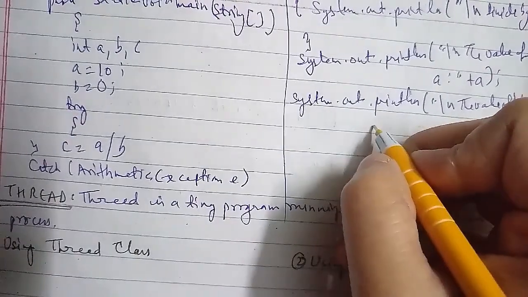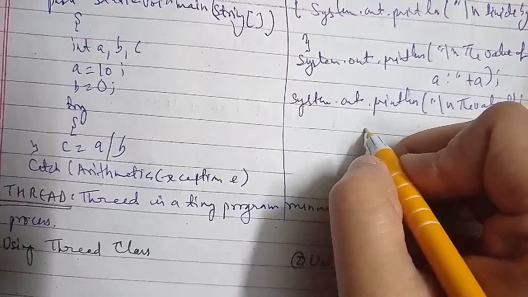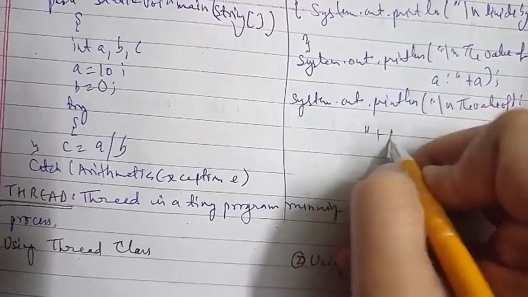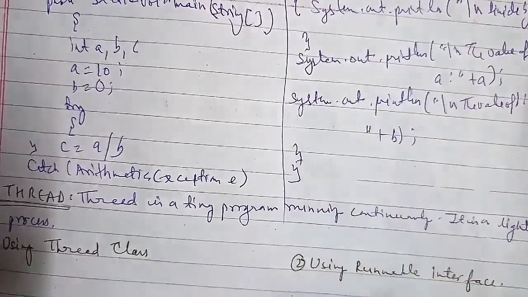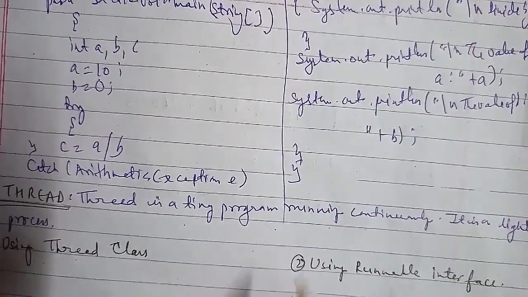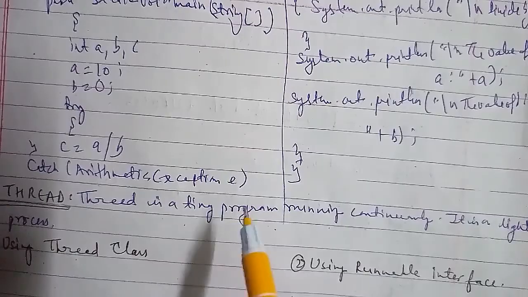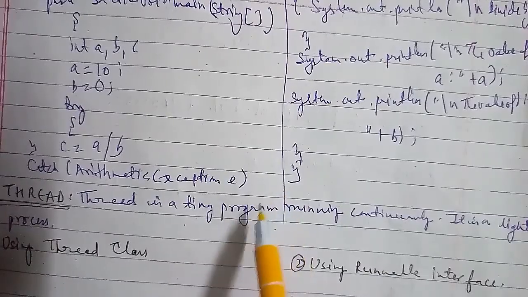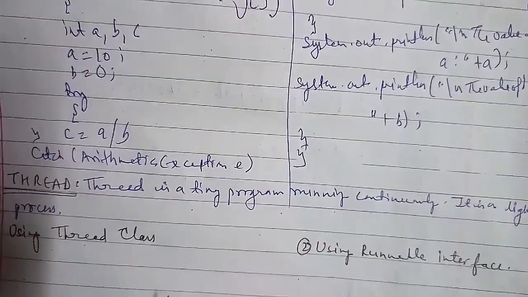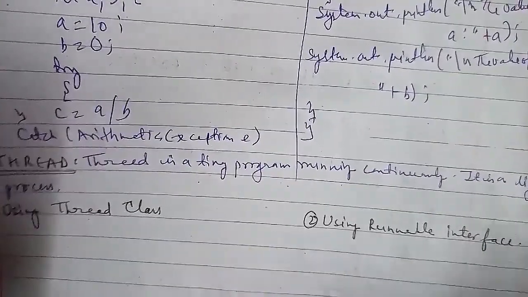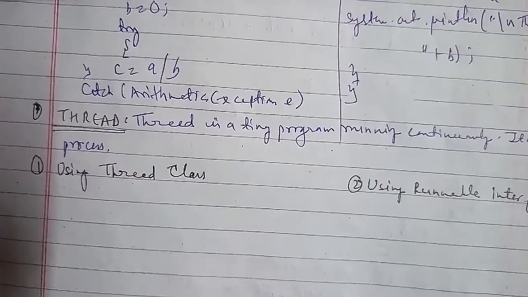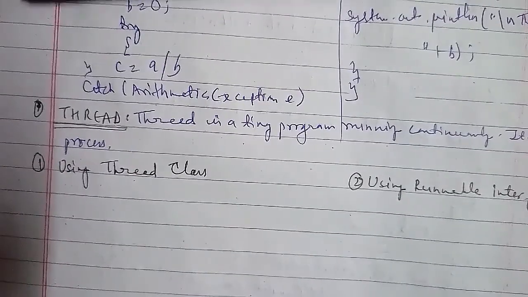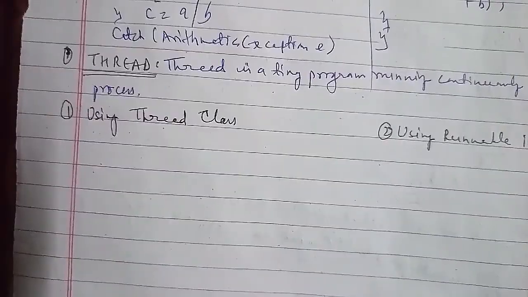What we have to discuss next is related to the thread. Thread is also an important one. This has been asked in 15-16 as a 2 marks question, and that is also important, so we'll consider it as well. A thread is a tiny program running continuously. It is a lightweight process. In Java we can implement the thread program using the Thread class and using the Runnable interface. So we'll write a program for both.